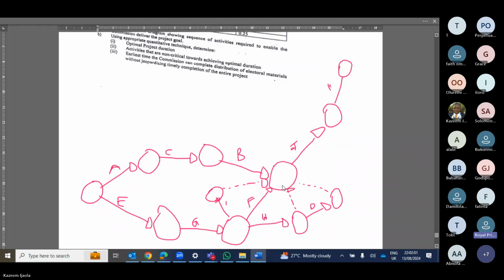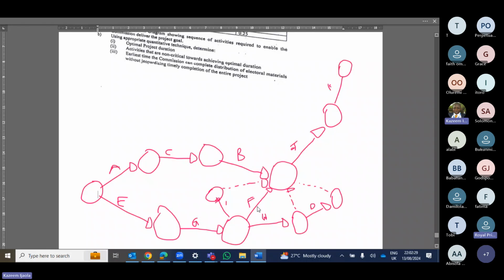I is now disconnected. By the time we are looking at the critical path, I will not lead to anywhere. I think that is even the question you ask. No, it links to D. Oh yeah, you know that we will not consider dummy when we are doing the critical path.